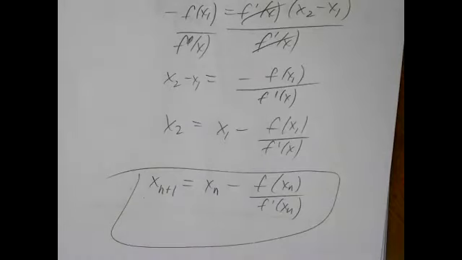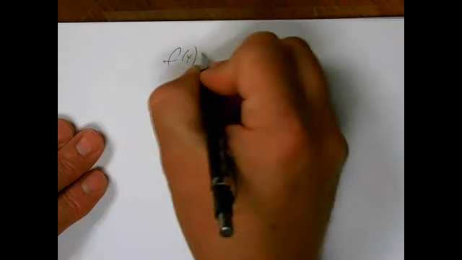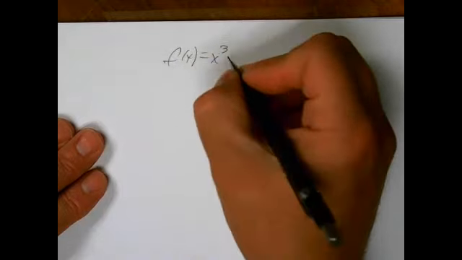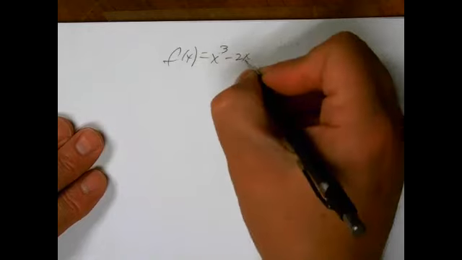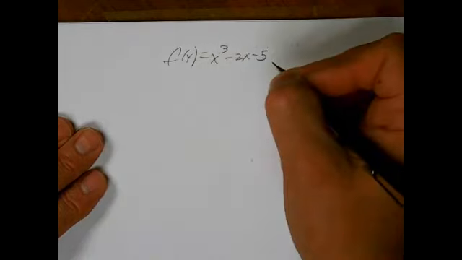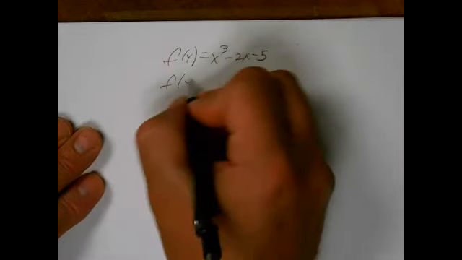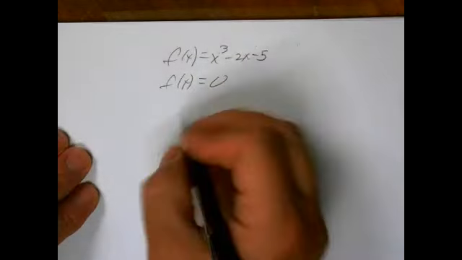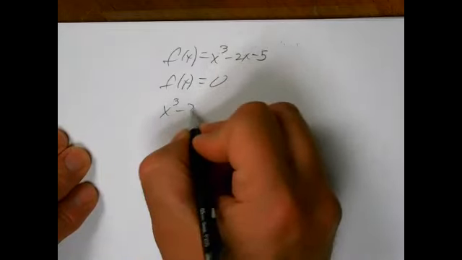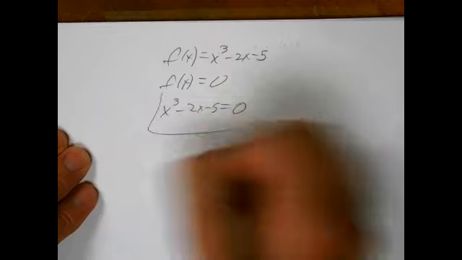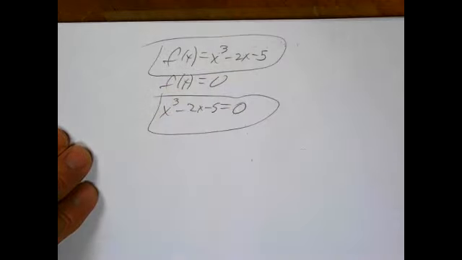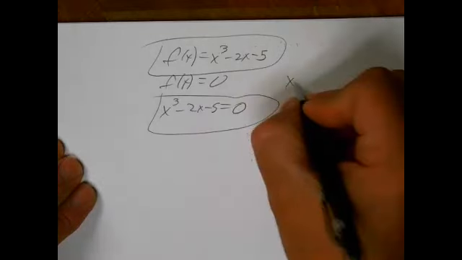So let's put it to use and actually work a problem here. Let's say that the equation I'm trying to solve is f of x equaling x cubed minus 2x minus 5, and I want to set f of x equal to 0. So basically, the equation itself is x cubed minus 2x minus 5 equals 0. This is what I'm trying to solve, and this is the function that I will use to solve it. And let's just go with a first guess of 2.